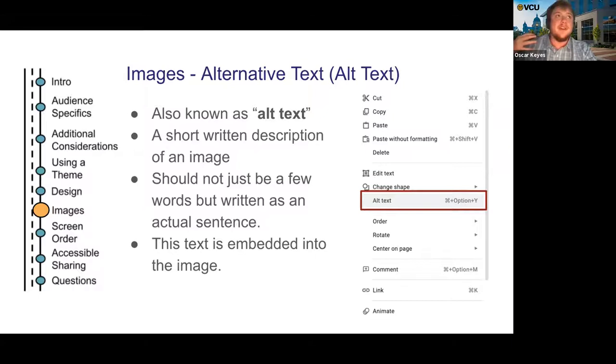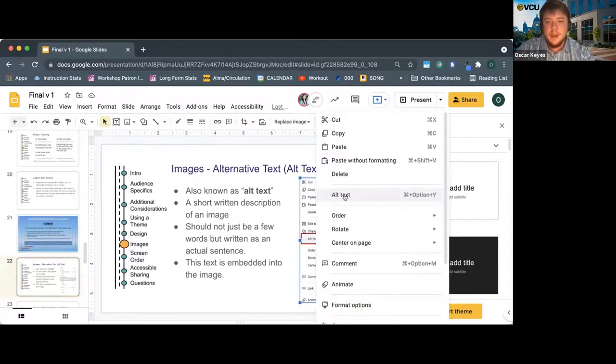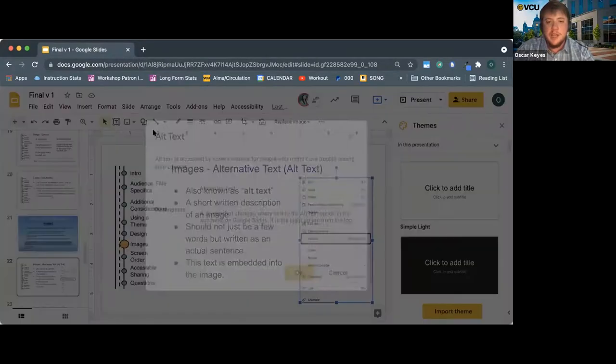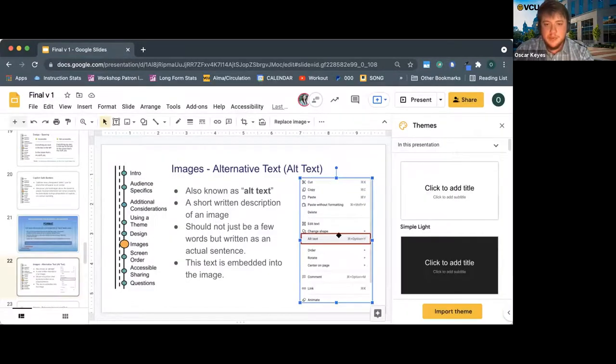This makes any of your visual information accessible to people who are using screen readers, people who might be using a PDF reader because they're a student who has difficulty sitting and reading a book for a long time, anything like that. But to demonstrate this, I'm actually going to click out and get meta for another moment. If I right click on my image here, I can see that I have an option that says alt text. If I click it, I get this wonderful little pop-up, and I have a screenshot showing where to find the alt text option in the submenu on Google Slides. In this case, it was the 8th option from the top. So you can see this right here.